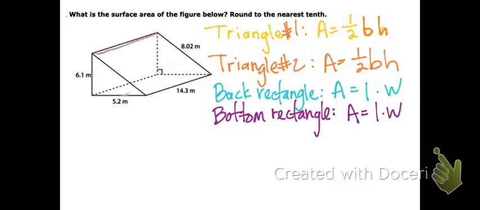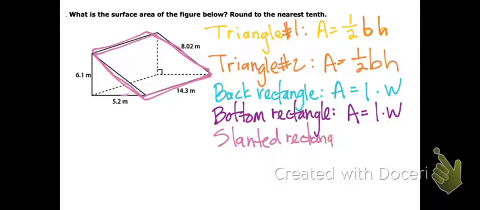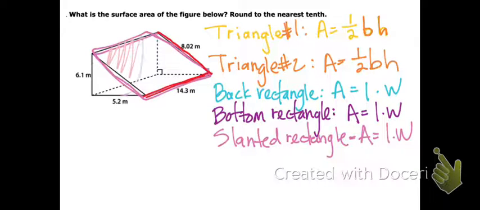And lastly, there's this slanted rectangle here. You can refer to them as whatever. I'm just calling it the slanted side or slanted rectangle. Again, area of a rectangle is length times width. So what is the length? 14.3. And the width is 8.02. So if you multiply those together, you'll have the area of that side. So if you find the area of each of these 5 sides and then you add them up, that will be the total surface area.